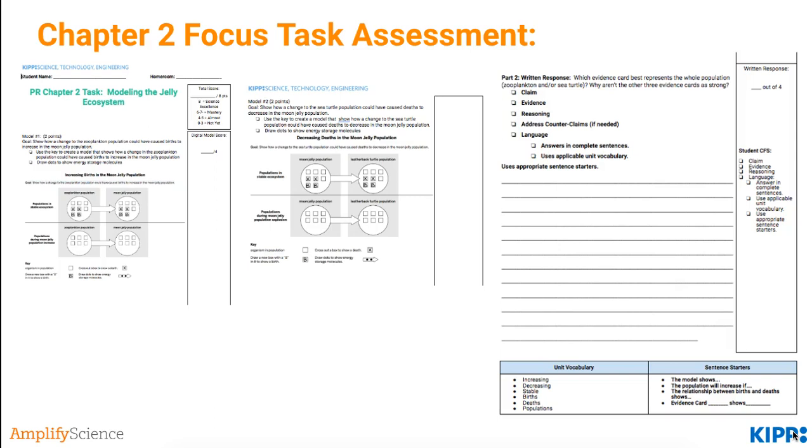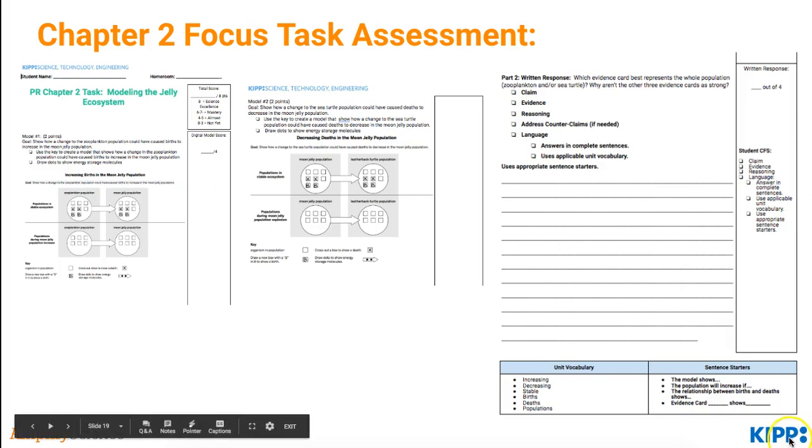where students need to create a model of how two factors could lead to an increase in the jelly population. They're modeling how an increase in the zooplankton, the jelly's resource population, and a decrease in the leatherback turtle population, the jelly's consumer population, could impact the jellies. They then explain which of these factors they think caused the increase in the jellies.